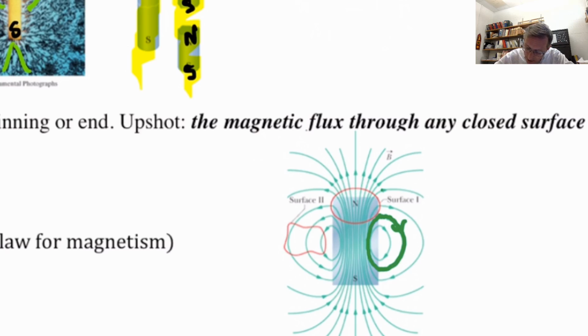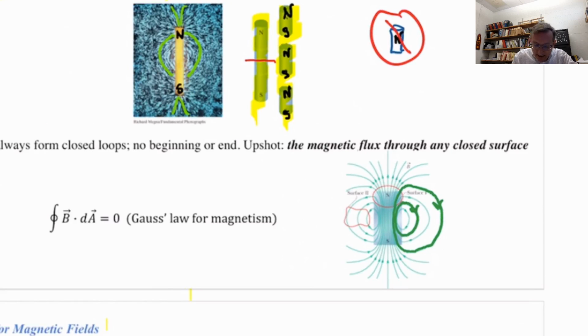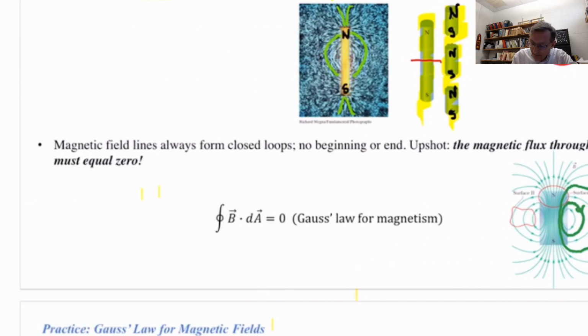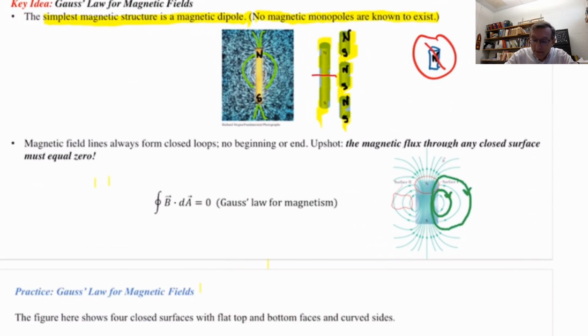Here's another one. Now, they don't show here, but you have to imagine it goes out like that, comes back in, like so. Okay? And that's the case with every one of the lines you see. They're actually all closed loops. Okay? That's the upshot of having always a north and a south pole together. Okay, so what does that mean? What are the consequences of that when it comes down to calculating the magnetic flux through a closed surface?